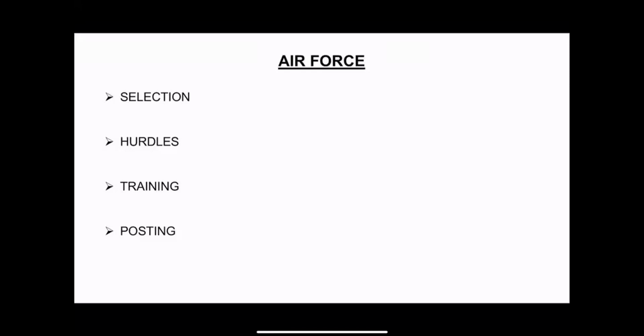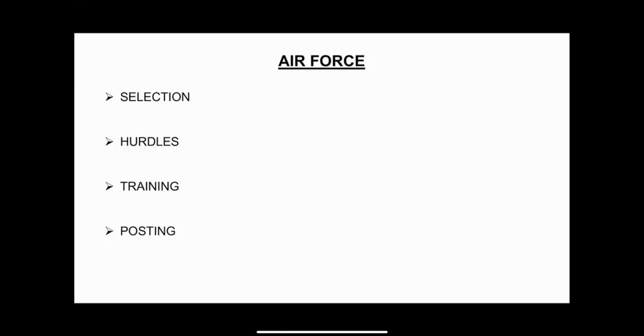At Air Force Academy, I was given basic military training for 6 months. After that, I moved to Air Force Technical College at Bangalore for undergoing a course in aeronautical engineering for a year. At the end of the course, I passed out as an engineering officer and got selected for further stream-specific training.